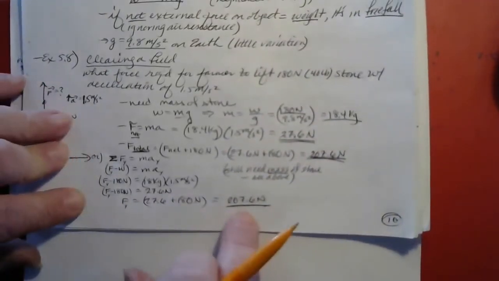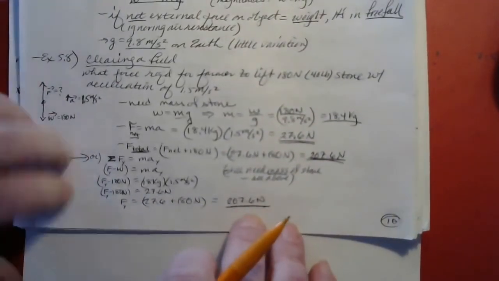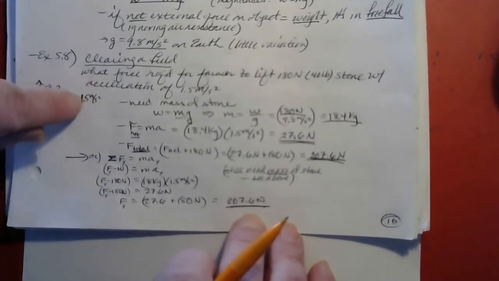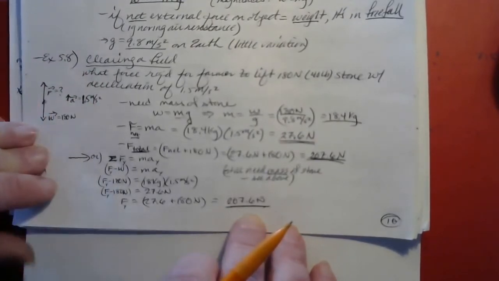So that's how much force the farmer is going to have to put on that stone in order to pick it up with an acceleration of 1.5 meters per second squared.